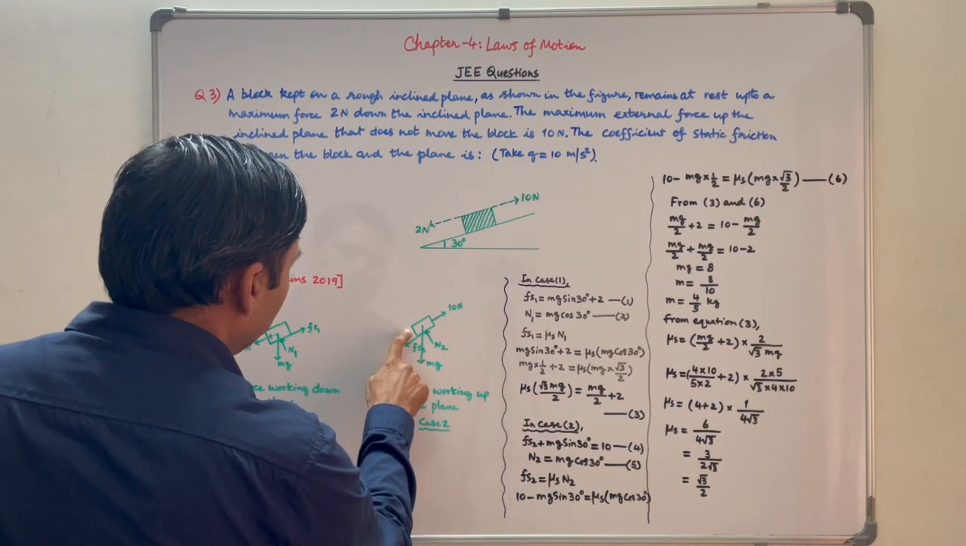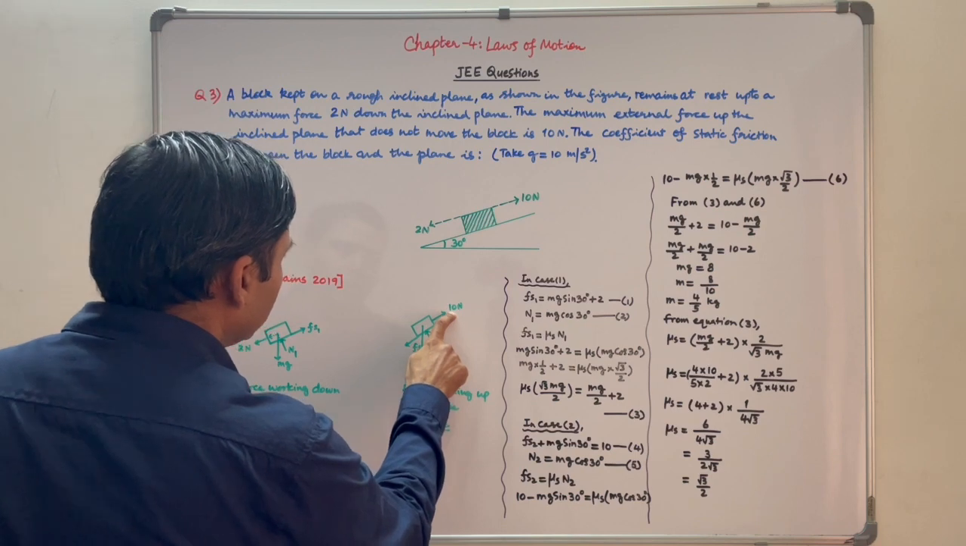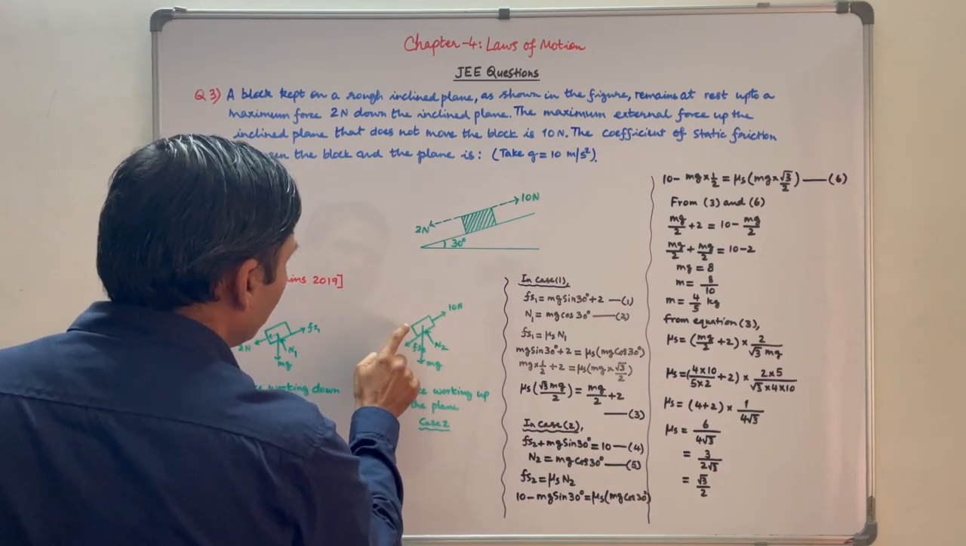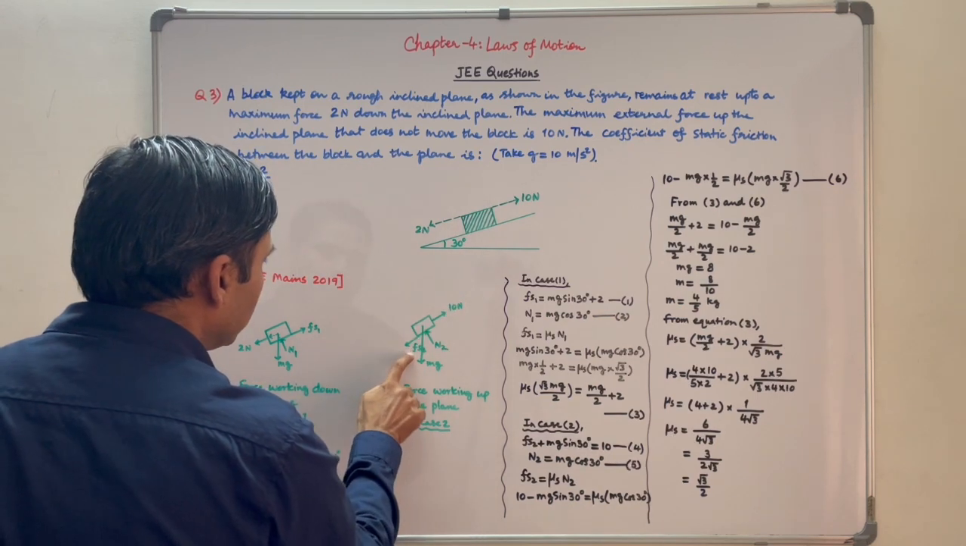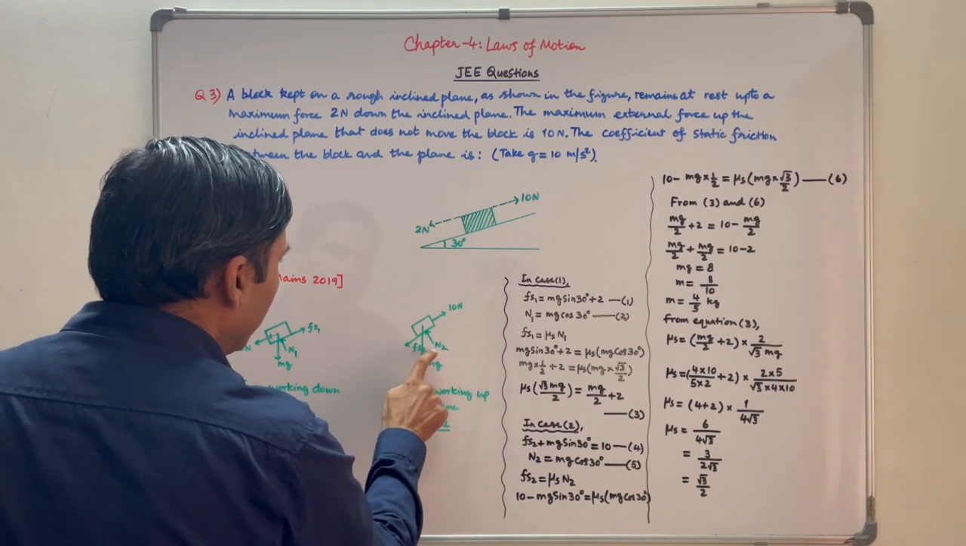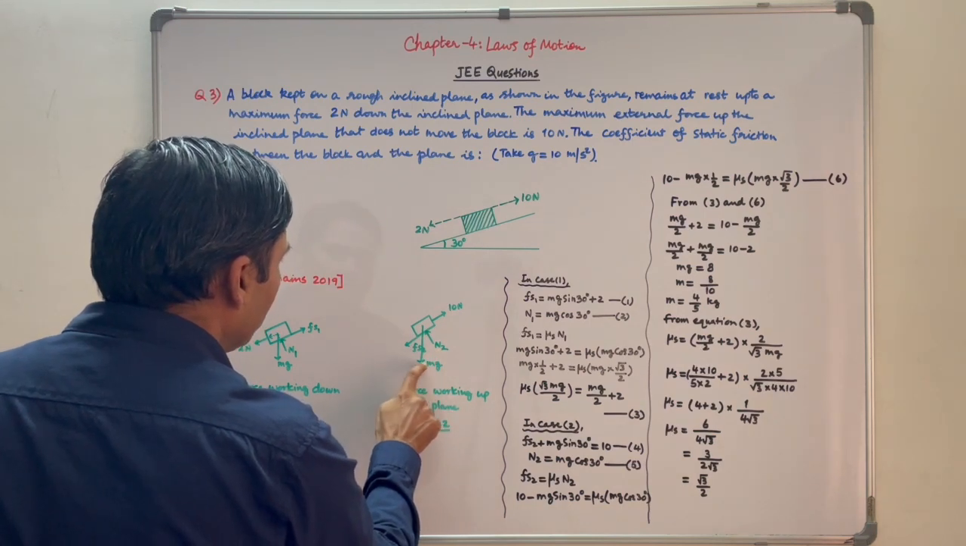This is FBD of the block in case 2. If the applied force is more than 10 Newton, this block will move upwards. So friction force on it will work along the plane downwards. This is represented by Fs2. N2 is normal reaction applied by the plane. Mg is weight of the block.